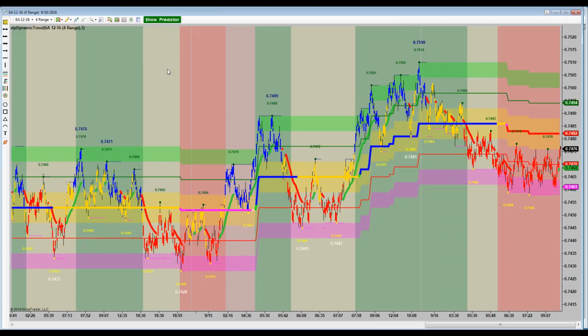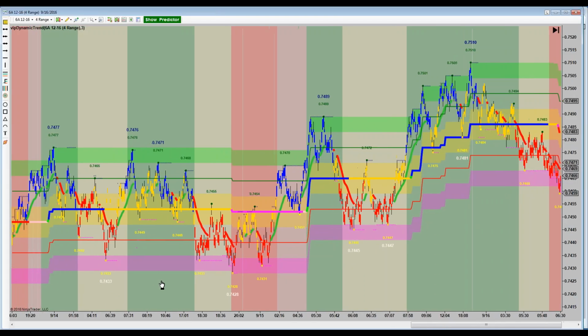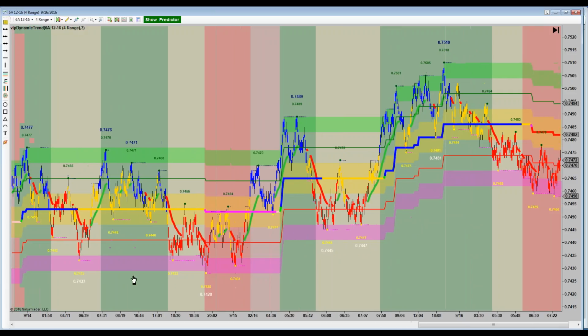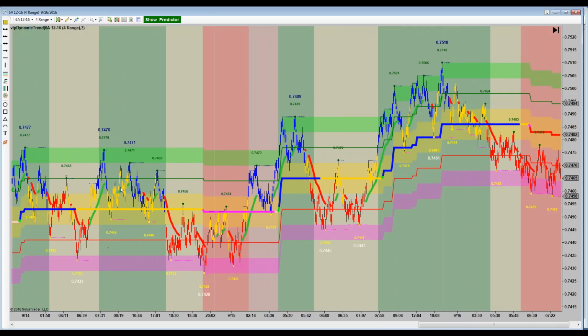All right, you can see 6A has been pretty choppy. Here's the movement on 6A for Friday here, Thursday here. Yeah, Wednesday. Look at this, just in a total range. Wow.